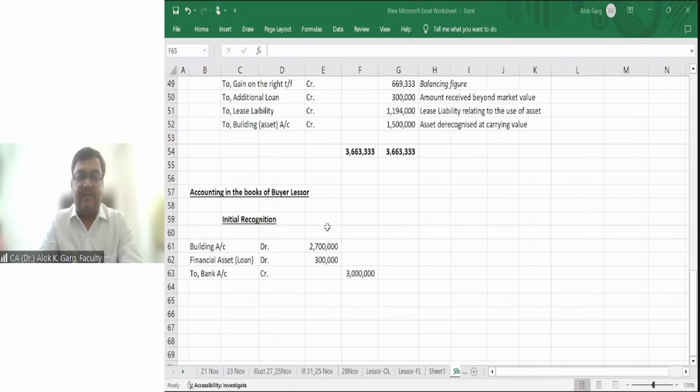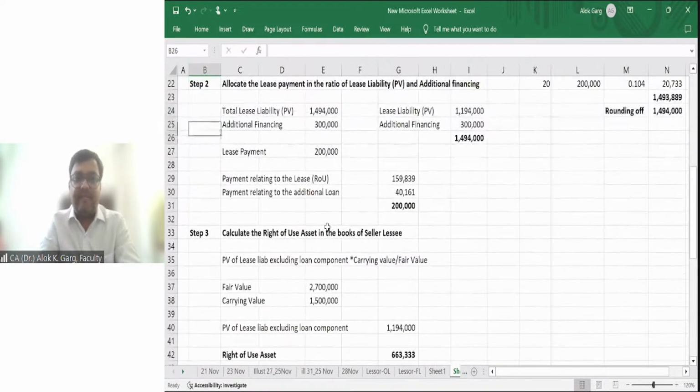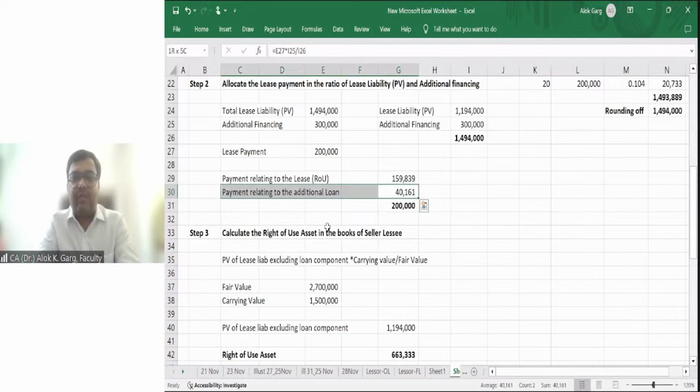What is the subsequent recognition? Now, this building of 27 lakh rupees, what will he do? He will depreciate it. And this financial asset? Basically, this is an operating lease. So he is getting 2 lakh rupees every month. Out of that, you remember this number? We have segregated 40,000 rupees he is getting for the loan and 159,899 for the lease rental.